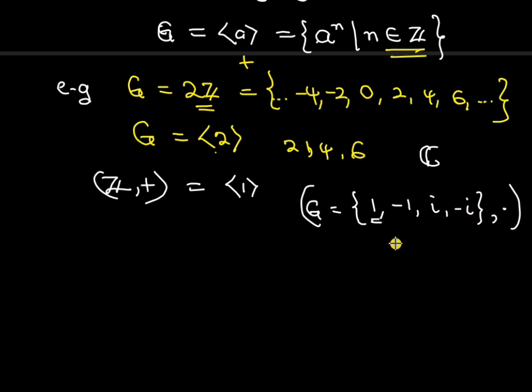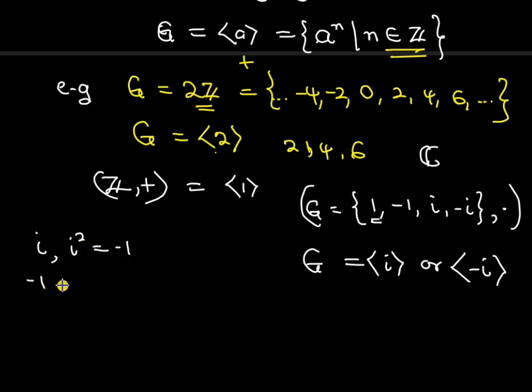Now this is also a cyclic group, and it is generated by either i or -i. Okay, so how do you mean? Now since the binary operation is multiplication, if I pick i the first time, that's power 1. If I raise it to power 2, that's going to be -1. So I've gotten i and -1.